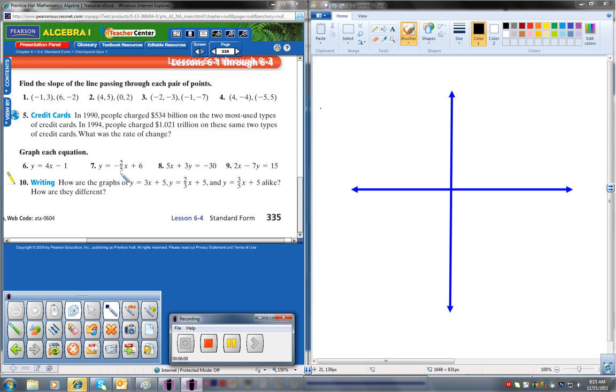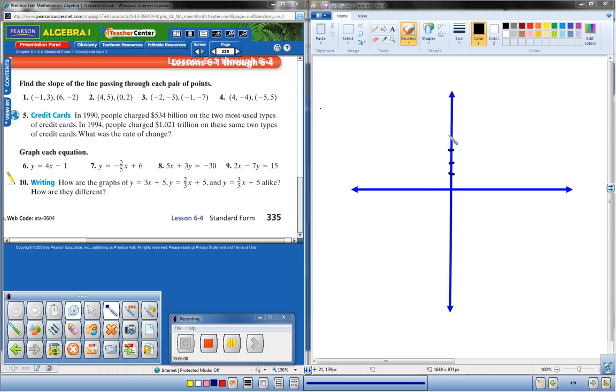Question number 7, slope-intercept form again. The y-intercept is 6, so I will count up to 6 and put my dot there. My slope is -2/5, which means to go down 2 and over 5. Now I have 2 points on the line. I can now draw the line through them, of course with a straight edge, and there's what my graph looks like.